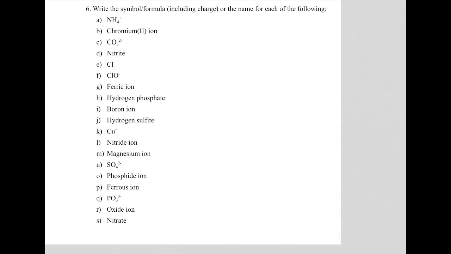Write the symbol or formula, including charge, or the name for each of the following. So if you're given the formula or the symbol, you need to write the name. So in this example, this is the ammonium ion, and spelling will count for sure on the quiz, I mean. So you should know how to spell these things. Chromium 2 ion. Well, chromium is Cr, and we have a 2+.